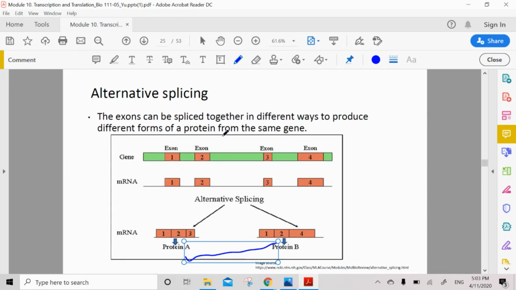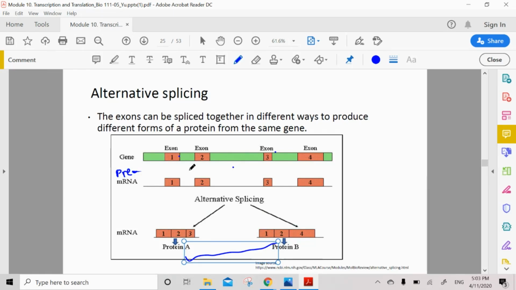Let's say this is a gene, right? You have exon 1, 2, 3, 4, and then the green part is the introns. I should probably make this a little bit clearer. When you make the pre-mRNA, the introns are transcribed into the pre-mRNA. And when you do the splicing, it's not like you only have one way to do the splicing. There are multiple possibilities, so you can do it in multiple ways.